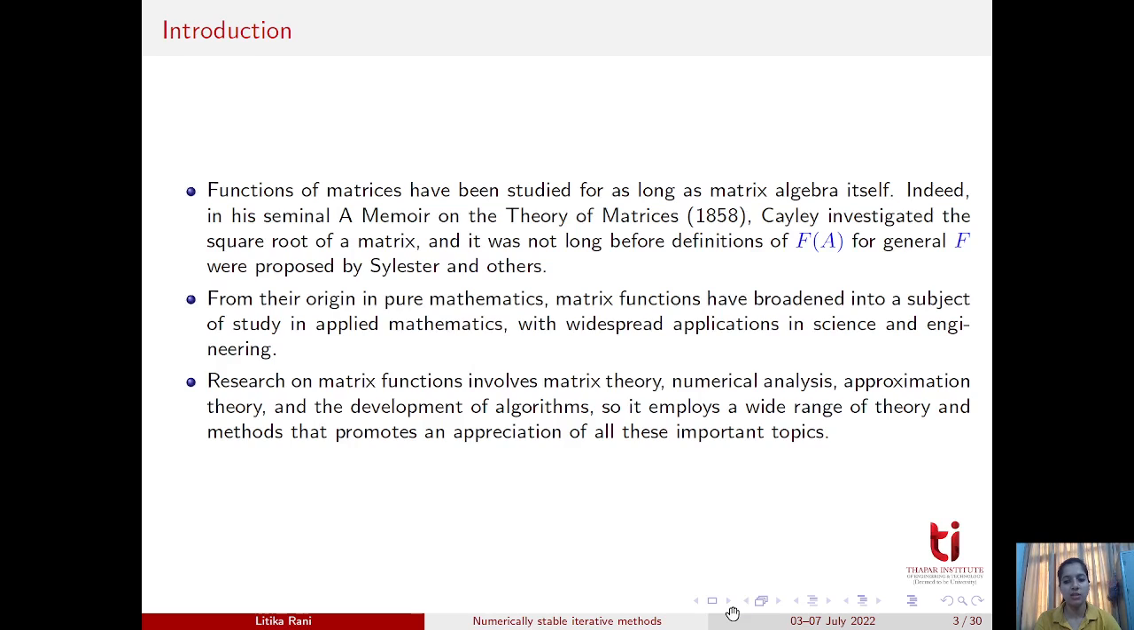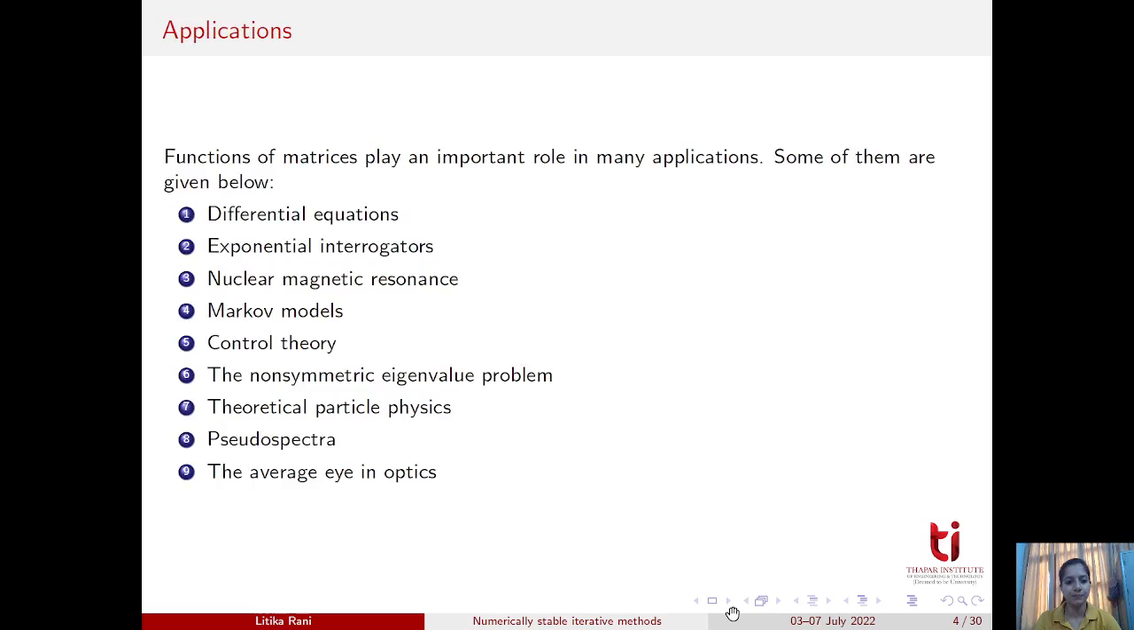with widespread applications in science and in engineering. Research on matrix functions involves matrix theory, numerical analysis, approximation theory, and development of algorithms. So it employs a wide range of theory and methods that promotes an appreciation of all these important topics. Basically, matrix functions play an important role in many applications, and some of them are listed here: in the field of differential equations, exponential integrators, nuclear magnetic resonance, Markov models, control theory, pseudospectra, etc.